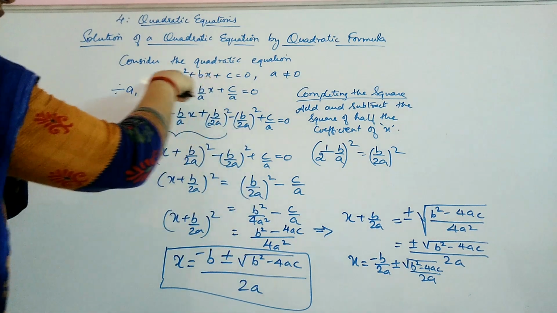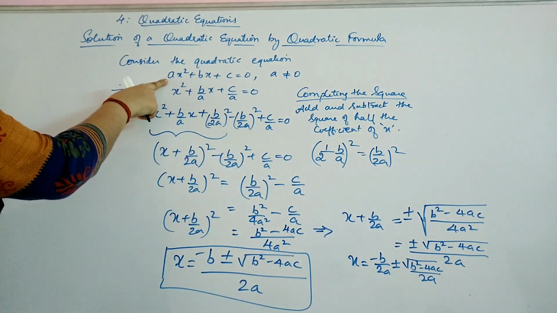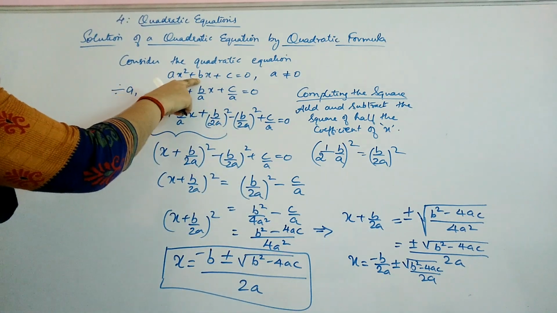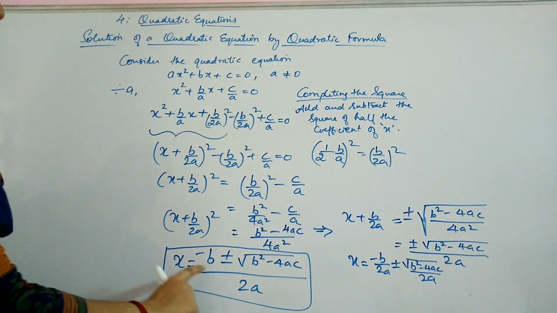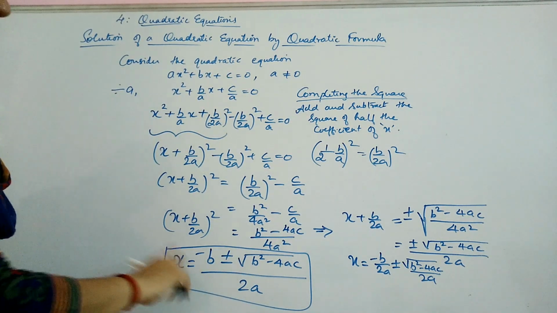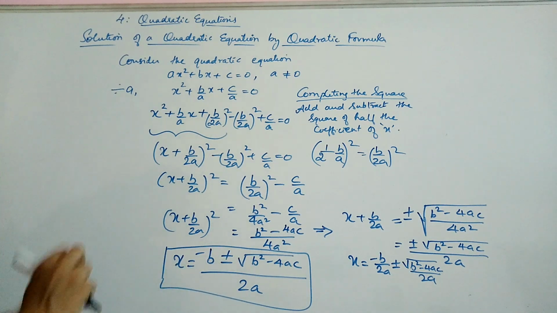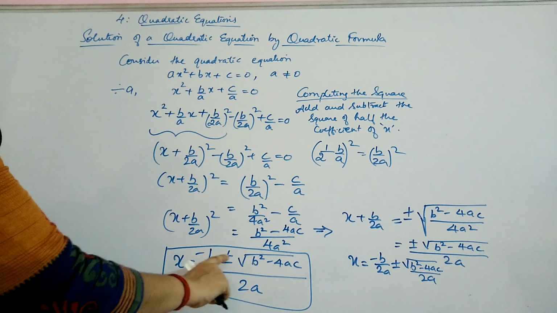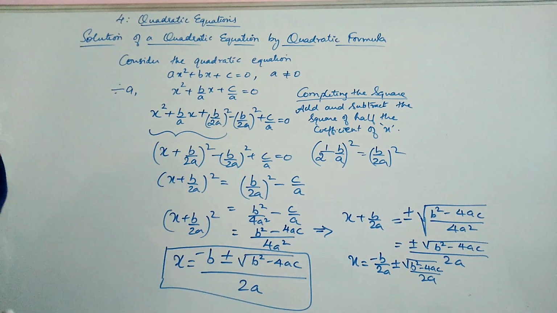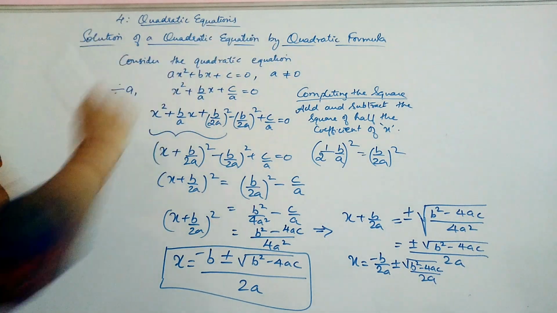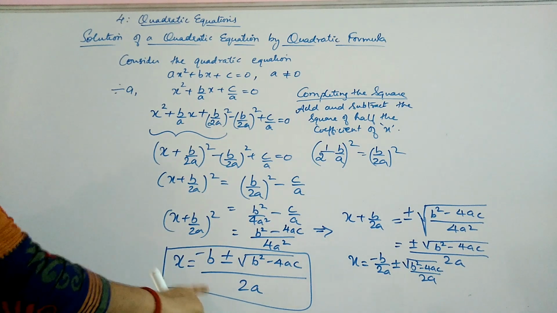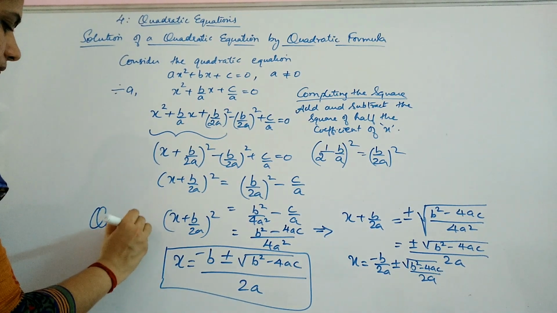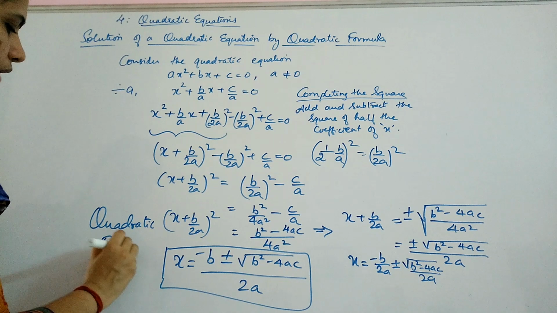So what are these b, a and c? a is the coefficient of x square, b is the coefficient of x, and c is the constant. Those terms we will use here and find out what x is equal to. So you will get two solutions here. Either it is minus b plus root of b square minus 4ac by 2a, or minus b minus root of b square minus 4ac by 2a. This you have to memorize, then only you can do the problems related to solution by quadratic formula. And this is known as your quadratic formula.